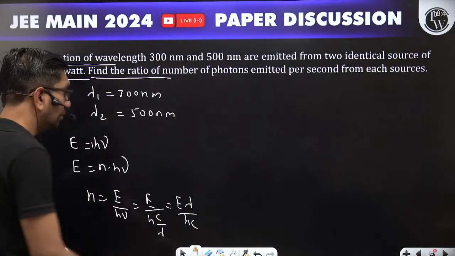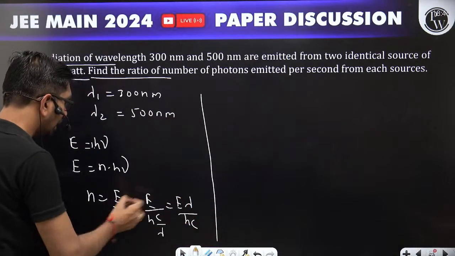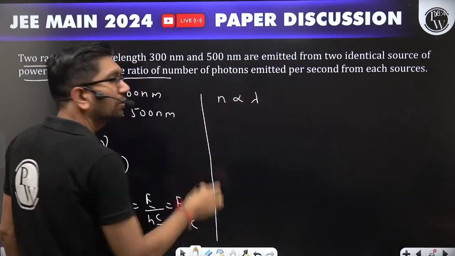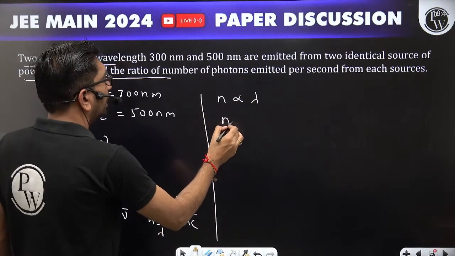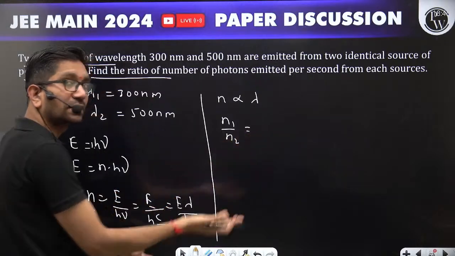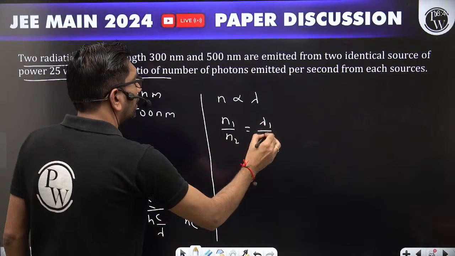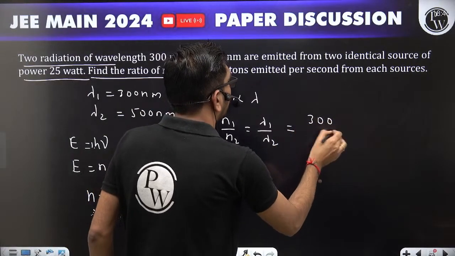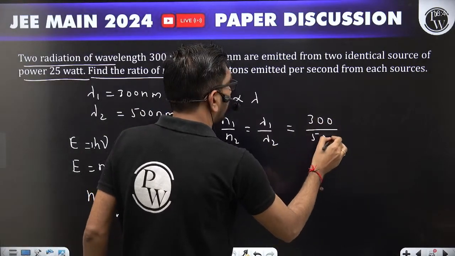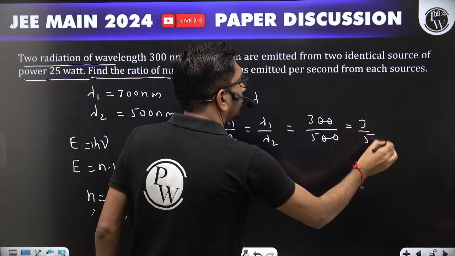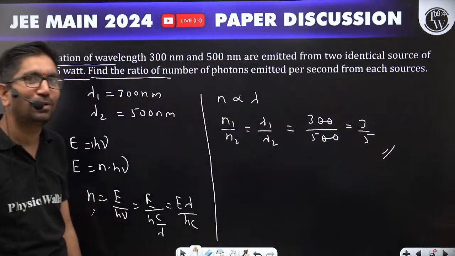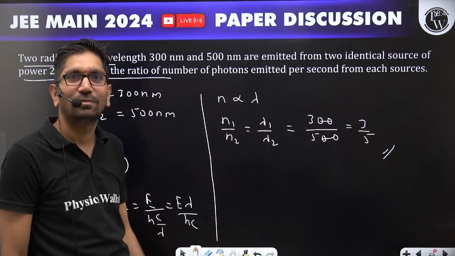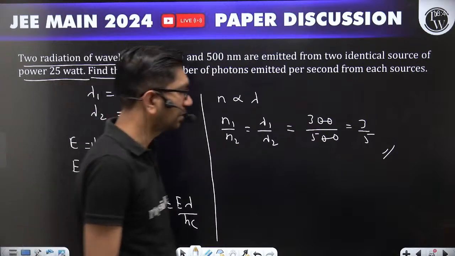What is the relationship you got between n and lambda? N is directly proportional to lambda, right? So what is he asking? N1 by N2 only. What is the answer then? Lambda 1 by lambda 2. Lambda 1 is 300 nanometer, lambda 2 is 500. Final answer is 3 by 5. This is also a very simple question, right? Yes, beta. Chalo, let us move toward the next question now.